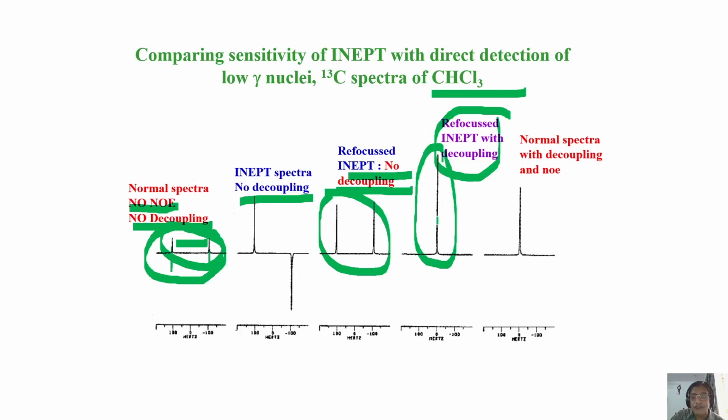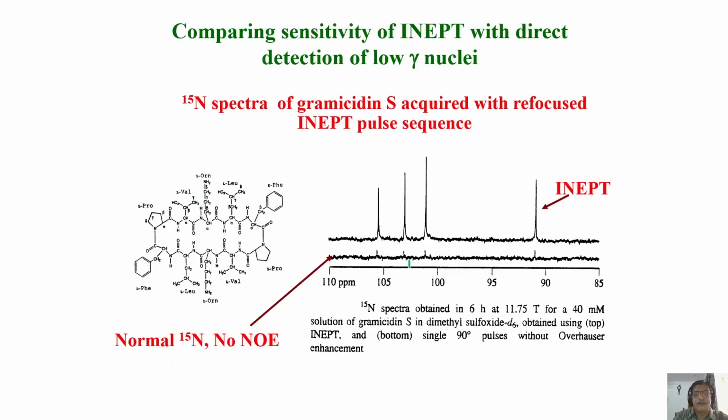Now we have to compare this with the normal carbon 13 spectrum with decoupling and with NOE. When I was explaining carbon 13, I said generally what is practiced is you acquire the carbon 13 spectrum with decoupling and NOE. That is the decoupling experiment of carbon, where we are going to see NOE also. That is the actual signal we get. Now compare that signal with INEPT. Don't you see there is enhancement in the intensity? This is the advantage of INEPT. So this is the polarization transfer technique.